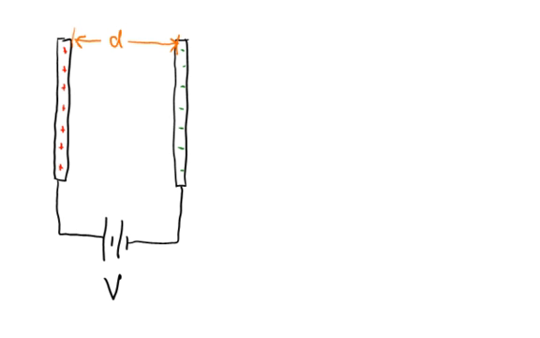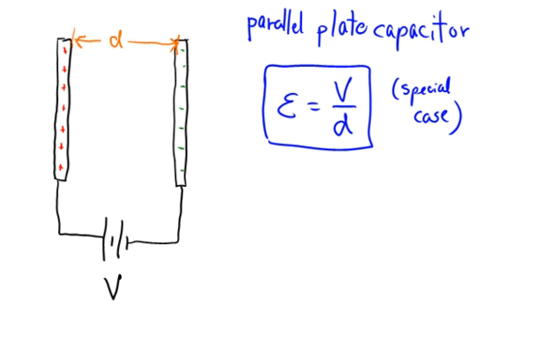The plates are separated by some distance D, and there's an electric field within the region of that parallel plate capacitor. There's a relationship between the voltage of the battery, or the difference in potential between the terminals of the battery, the distance between the capacitor plates, and the electric field. This is a special case for the parallel plate capacitor, but it comes up over and over, so it's an equation that's worth memorizing. The electric field is equal to the voltage of the battery divided by the plate separation.